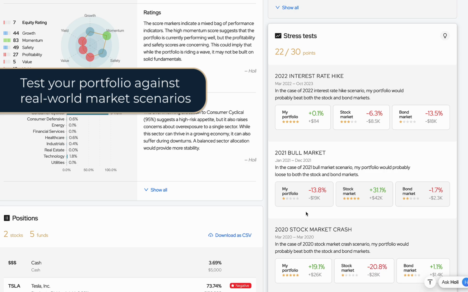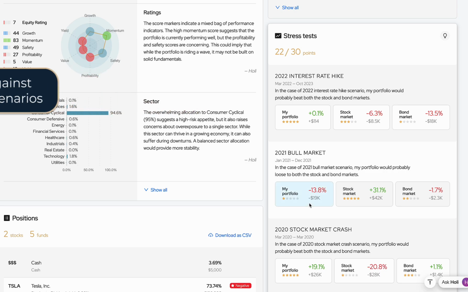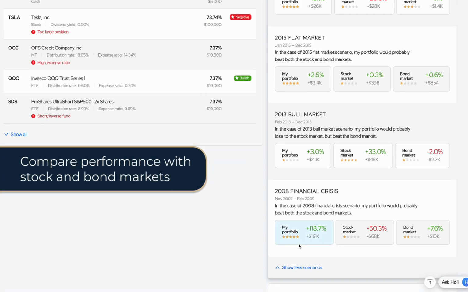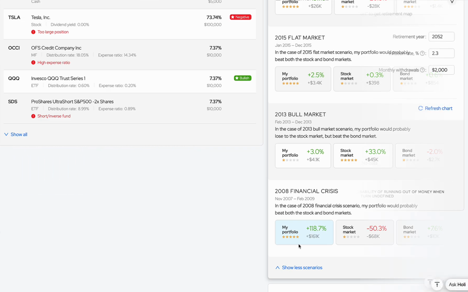Holistico's stress tests simulate how your portfolio performs in real-world scenarios. Compare your portfolio to stock and bond markets to identify areas for improvement. Star ratings clearly show your portfolio's resilience.